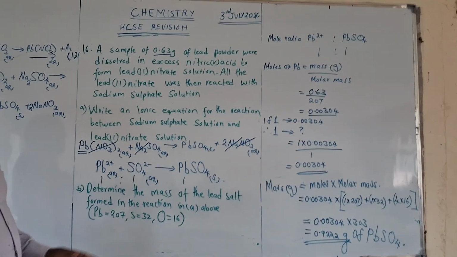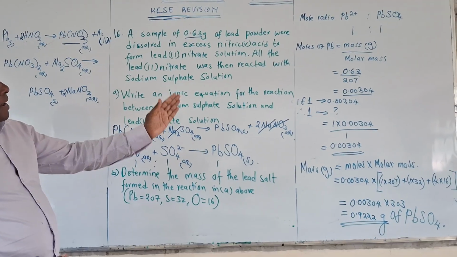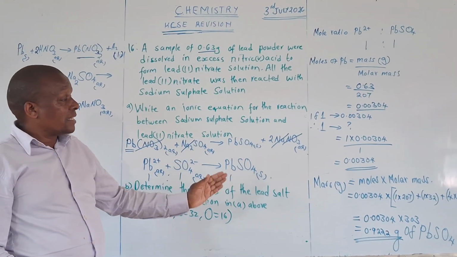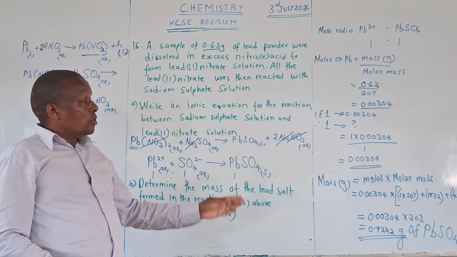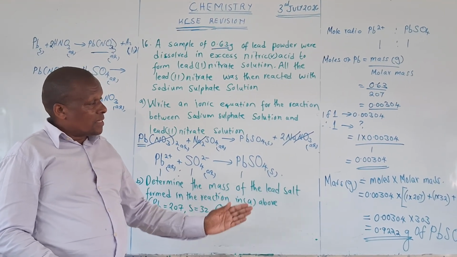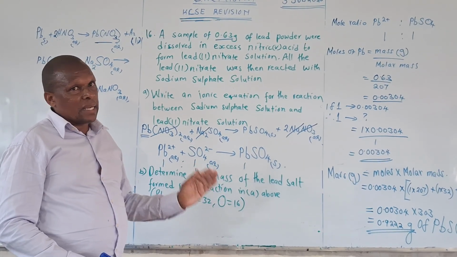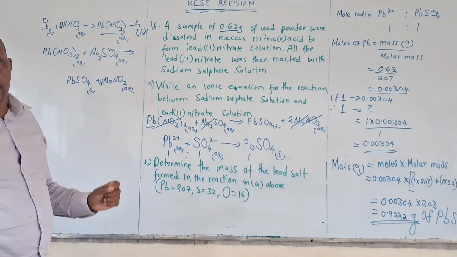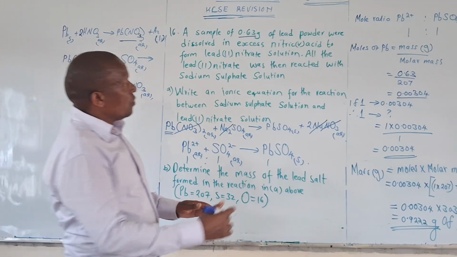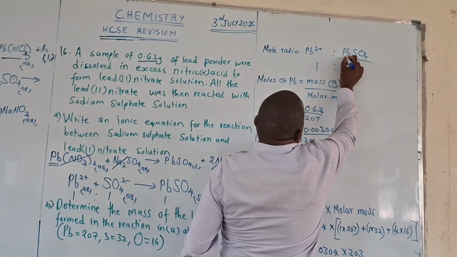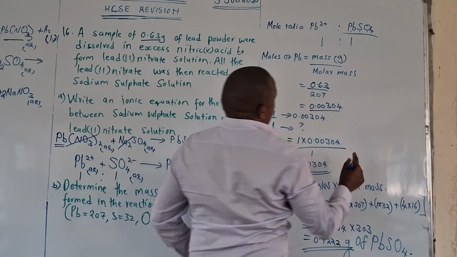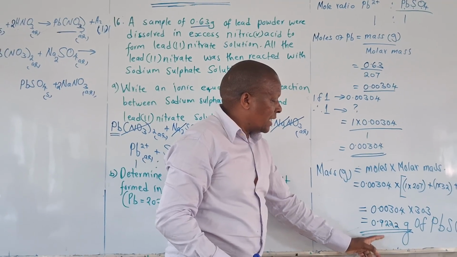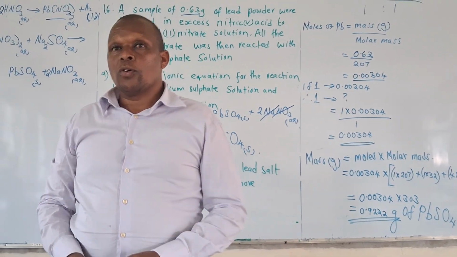What about mass? You formulate. If moles is equal to mass divided by molar mass, what about mass? You multiply by molar mass both sides, and therefore mass in grams will be equal to moles times molar mass. How do we get the molar mass? We get it by summing the relative atomic masses of all atoms present inside the compound. Like that is the molar mass of lead sulfate. It will be the mass of lead plus the mass of sulfur plus the mass of oxygen in the compound, which is 303. When you multiply, you get 0.922 grams, and that will be the mass of lead sulfate.